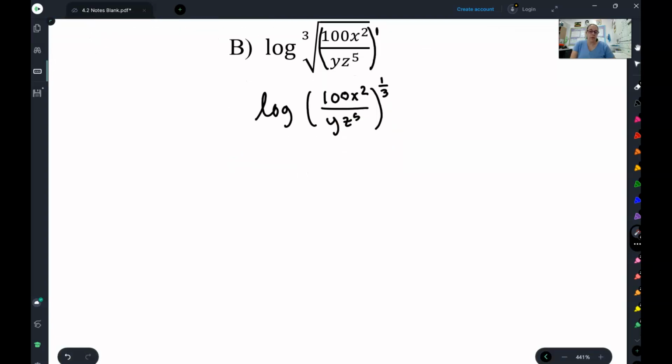So, knowing that, I would like you to pause the video, try to simplify this logarithm as much as you can using the log properties we came up with, and then when you're done, come back to check your answer and see how you did.